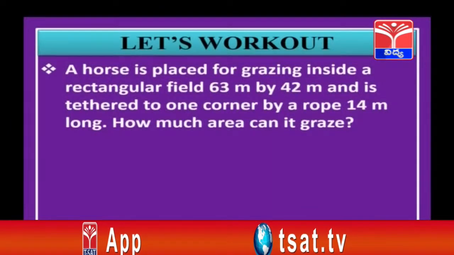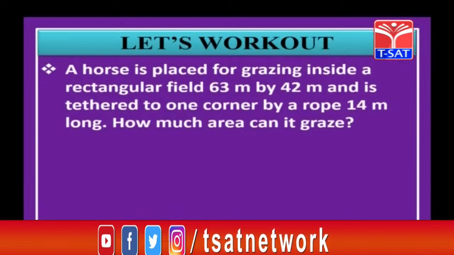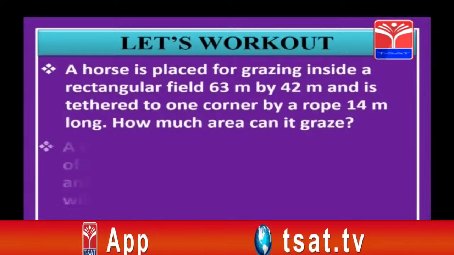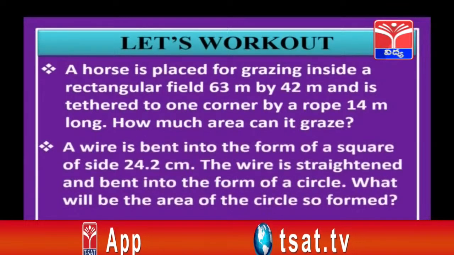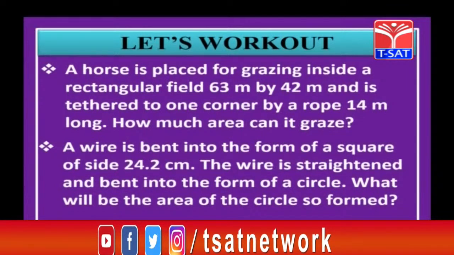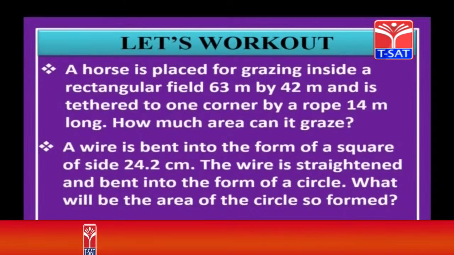Okay, children, let us see those problems now. A horse is placed for grazing inside a rectangular field 63 meters by 42 meters and is tethered to one corner by a rope 14 meters long. How much area can it graze? A wire is bent into the form of a square of side 24.2 centimeters. The wire is straightened and bent into the form of a circle. What will be the area of the circle so formed?